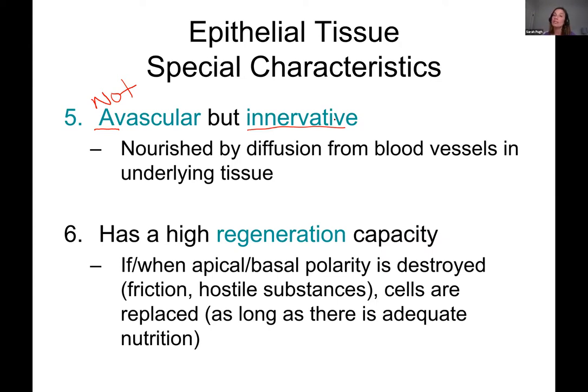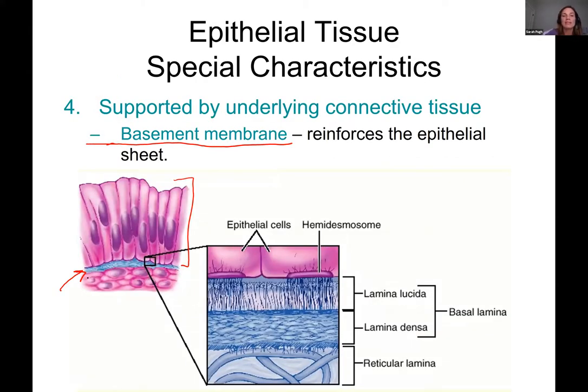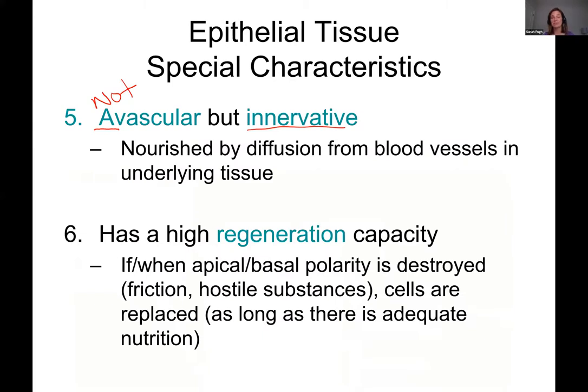It gets its nutrients from diffusion. So I'm going to go back to this picture. So the underlying tissue, like this tissue down in here, this has a blood supply. And so the nutrients would naturally just diffuse up into your epithelial tissue cells because cells are living and they have to get nutrients. And then one of the last ones is that epithelium has a really high regeneration capacity. So what that means is that if you cut your epithelial tissue, if you destroy the apical surface or the basal surface, it will get replaced very fast as long as you have adequate nutrition.